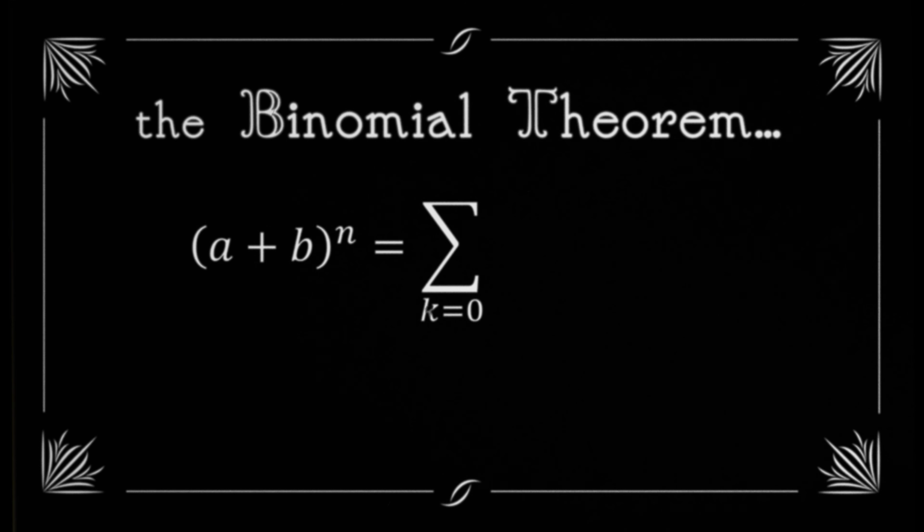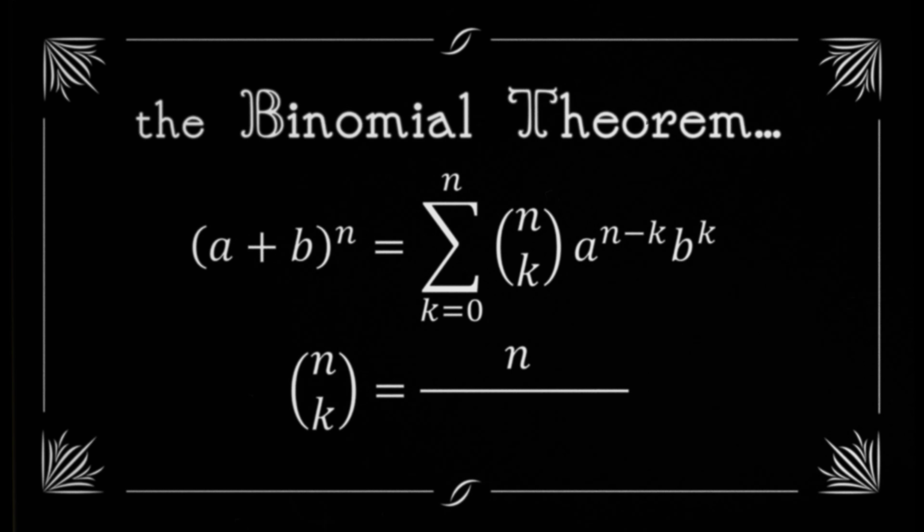Let's recall the binomial theorem. You hopefully have seen this at some point, maybe in the distant past. This says that quantity a plus b to the n is really the sum, as k goes from 0 to n, of n choose k, a to the n minus k times b to the k, where by n choose k, I mean the binomial coefficient, n factorial divided by quantity n minus k factorial times k factorial.